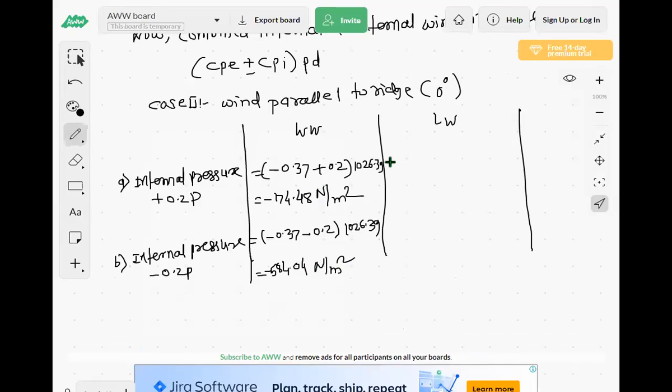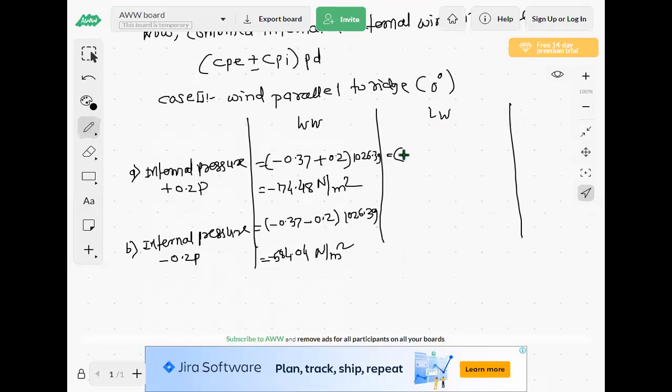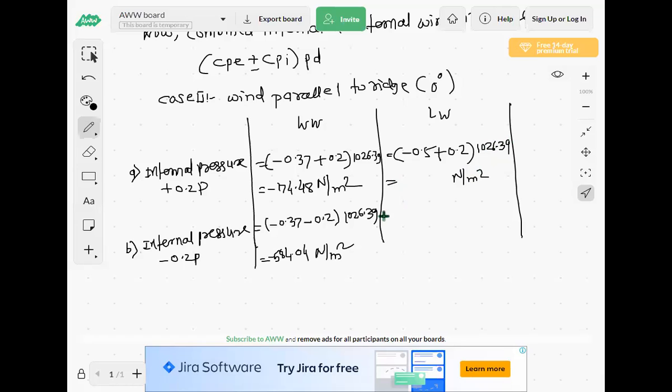Now similarly, leeward coefficients. So again, CPE plus minus CPI. So CPE for leeward is minus 0.5. Here minus 0.37, what we calculated is minus 0.5. Then add plus 0.2p into 1026.39. This is first answer. Second answer is minus 0.5p minus 0.2p into 1026.39, once plus once minus. So tell me these two answers again.